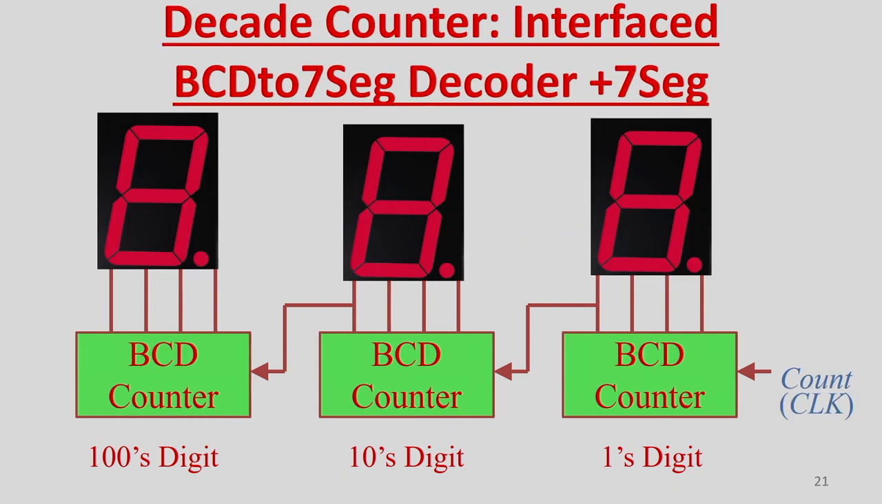So, it can be designed using 3 BCD counters, and we can attach 3 seven segment displays to show the decade count, in a very simplistic way. In railway stations or airports, we see this kind of clock, a synchronous clock which displays with bigger lights.